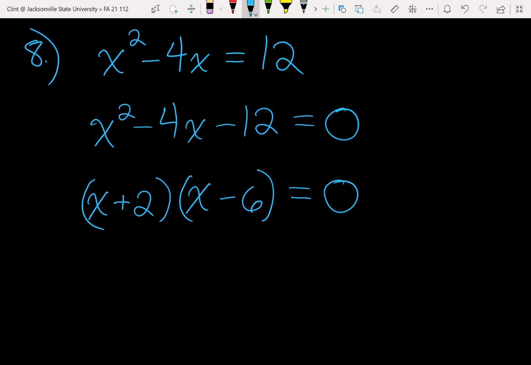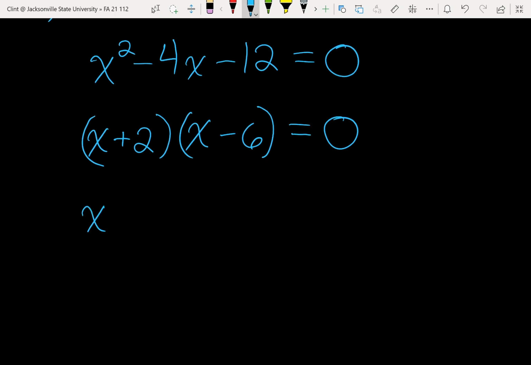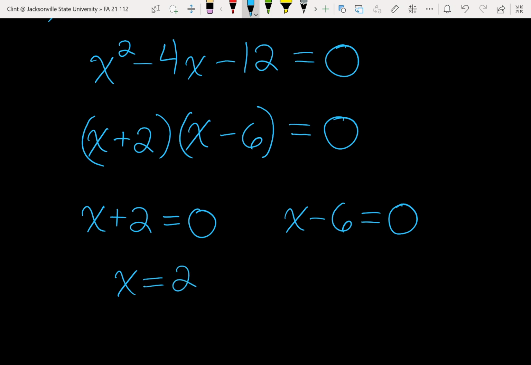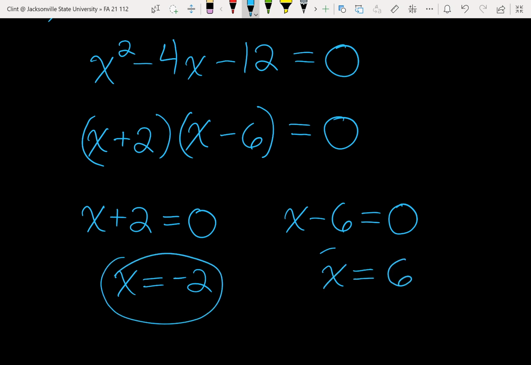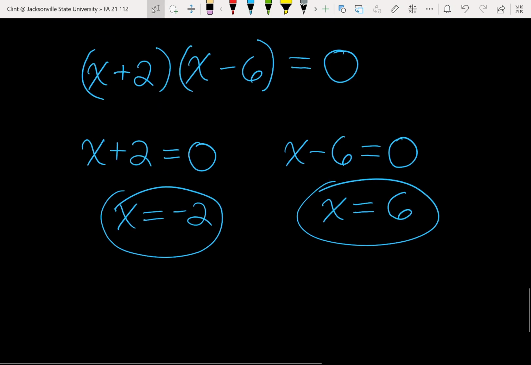And then what do we do when we get to this step? Yeah, set them both equal to 0. That's right. So x plus 2 equals 0. X minus 6 equals 0. Get two solutions there. Subtract 2 from both sides. And then add 6 to both sides. And our two solutions. Questions on that one?